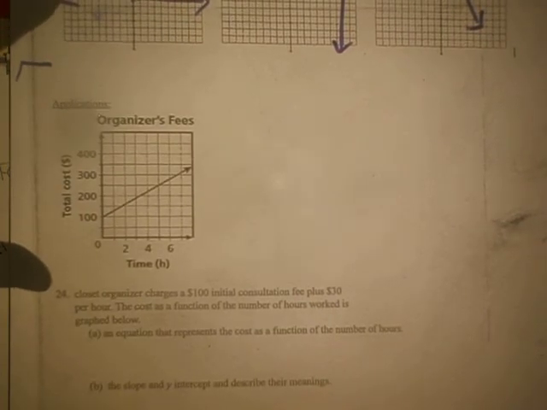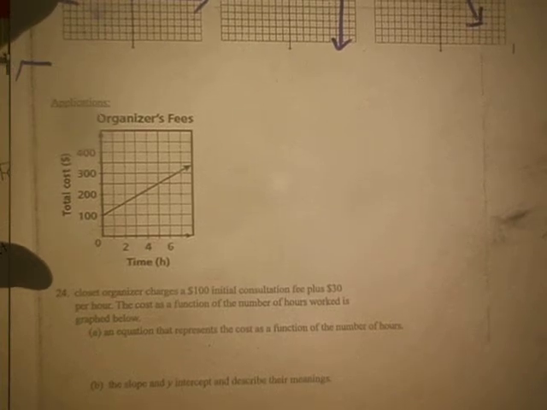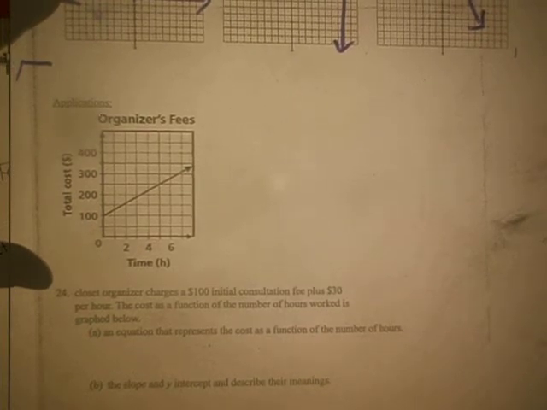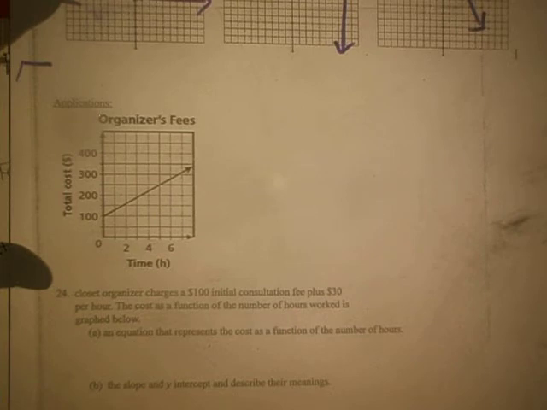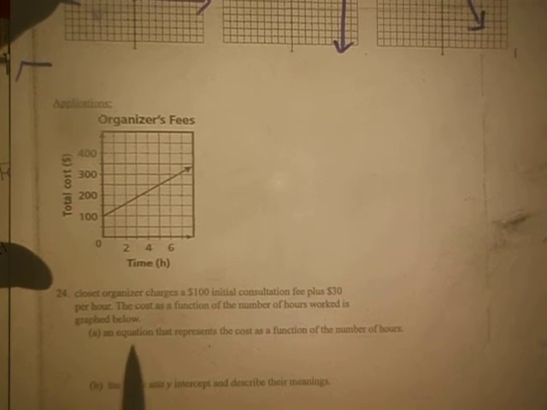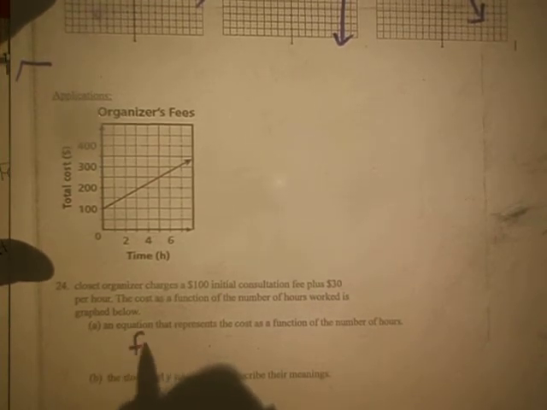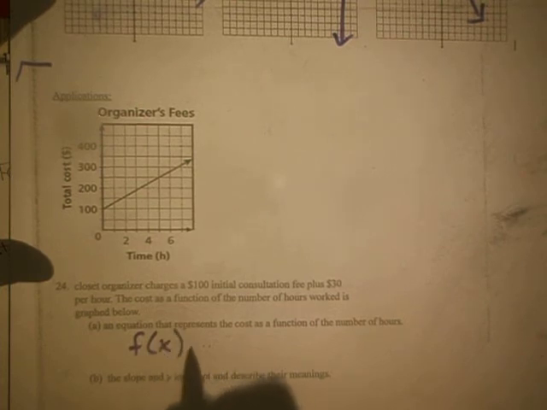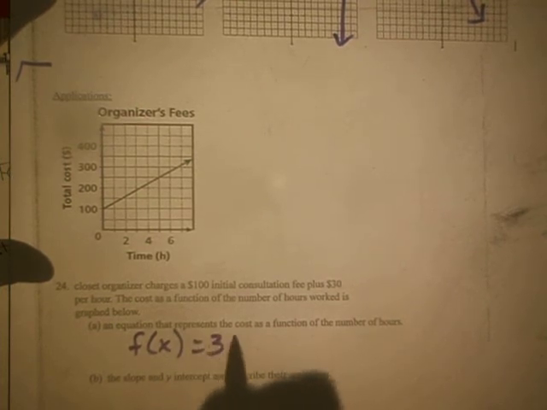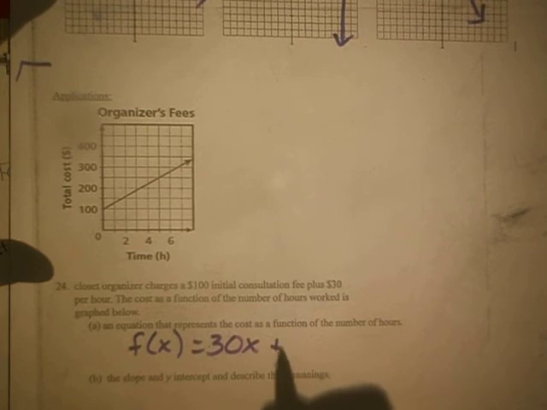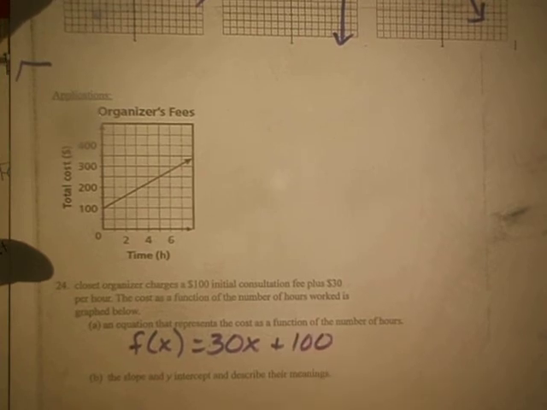The next one, a closet organizer charges $100 for an initial consultation fee plus $30 per hour worked. The cost as a function of the number of hours worked is graphed below. Write an equation that represents the cost as a function of the number of hours. You would have f of x. It's $30 per hour plus $100.